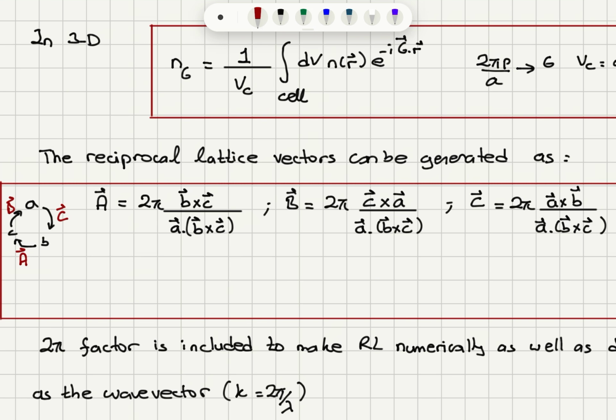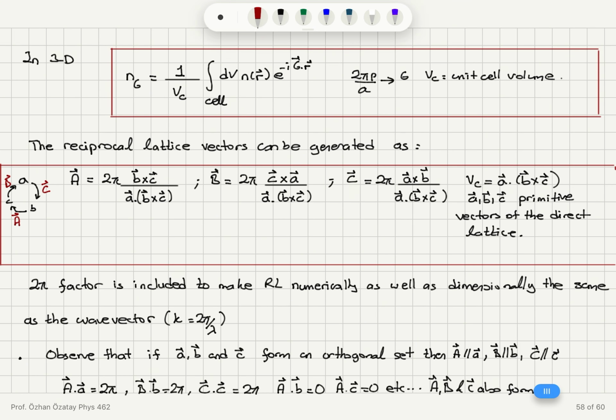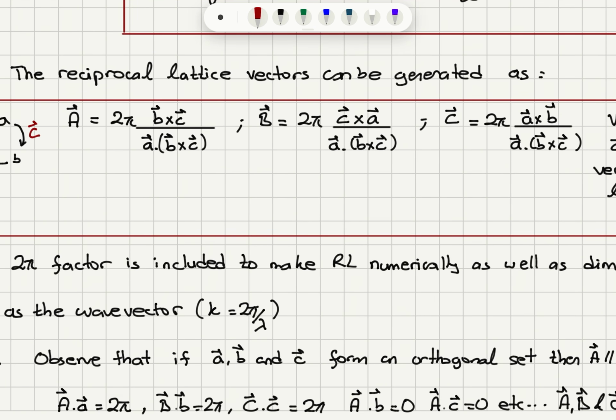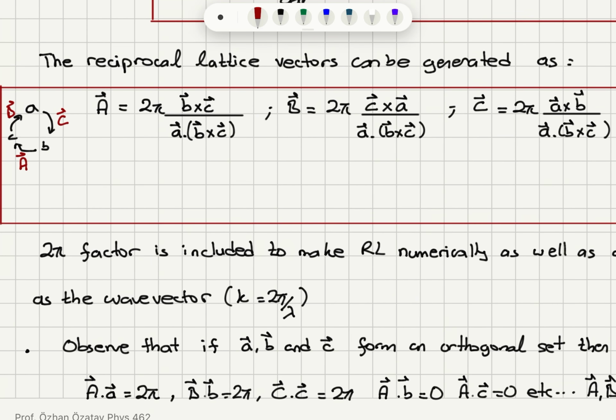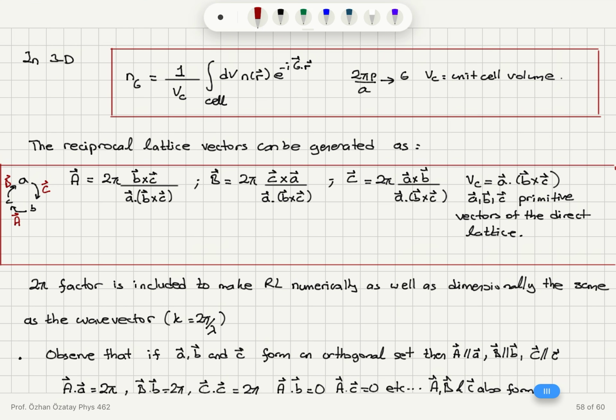So 2 pi times the cross product of two primitive lattice translation vectors divided by the volume of the unit cell gives me the reciprocal lattice vectors. Now why 2 pi? This 2 pi factor is included to make the reciprocal lattice a wave vector numerically as well as dimensionally. This is the same as the wave vector k. So k is 2 pi over lambda. So basically we are going from direct space to k space. So we have this translation, direct space to k space, where we have the reciprocal lattice.